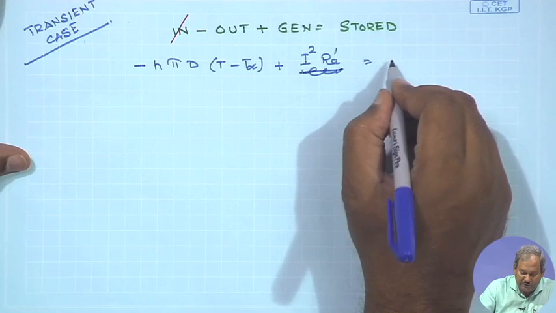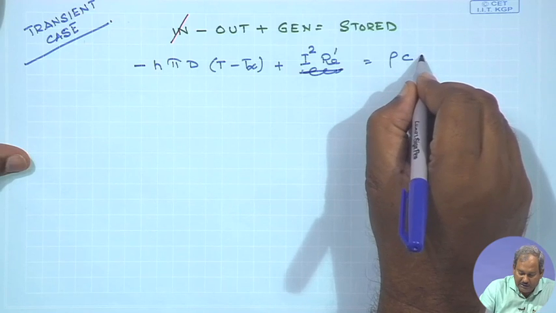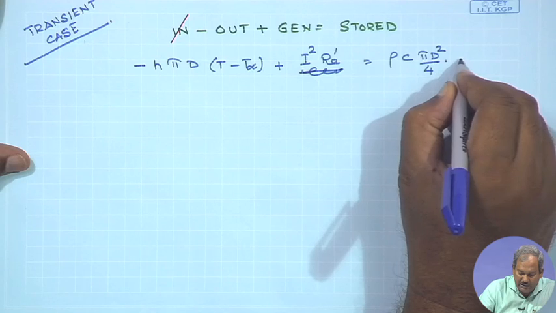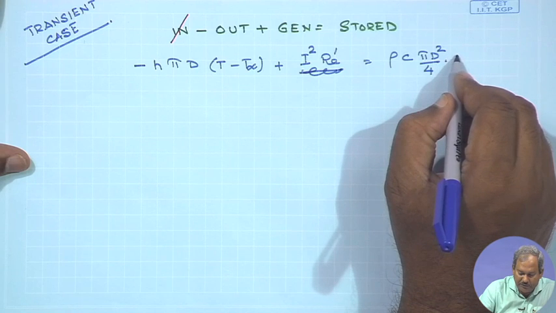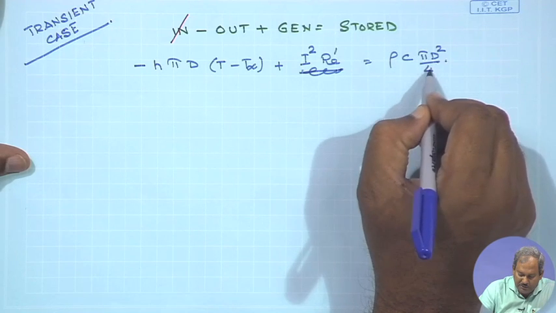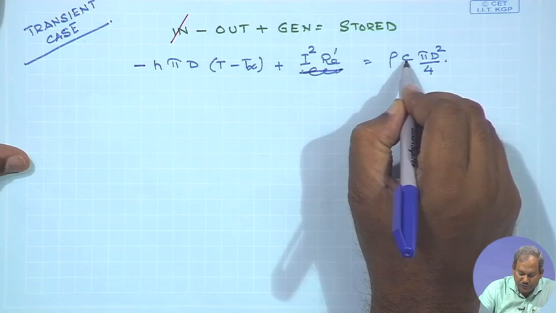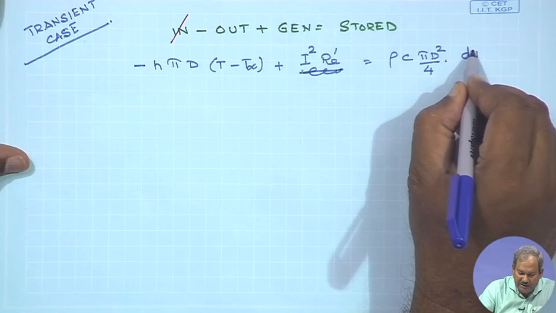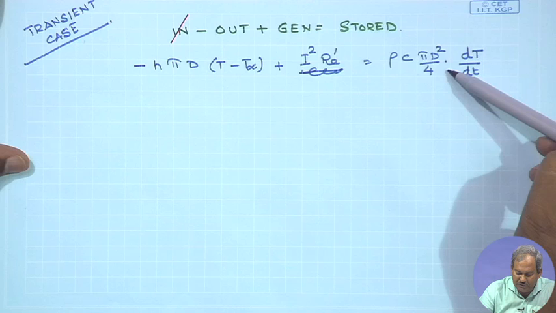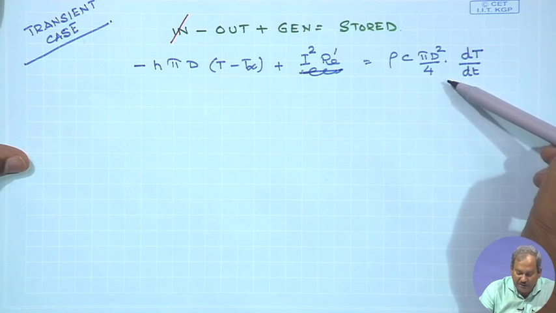And on the stored side, I have rho c, the density, the heat capacity, and the volume, pi d square by 4 into L. However, everything is expressed on a per unit length basis, so L will not appear in here. So, rho times pi d square by 4 times L would give me the mass times C, so mCp and the change in temperature with time. So, that is the time rate of change of energy stored in the solid on a per unit length basis.